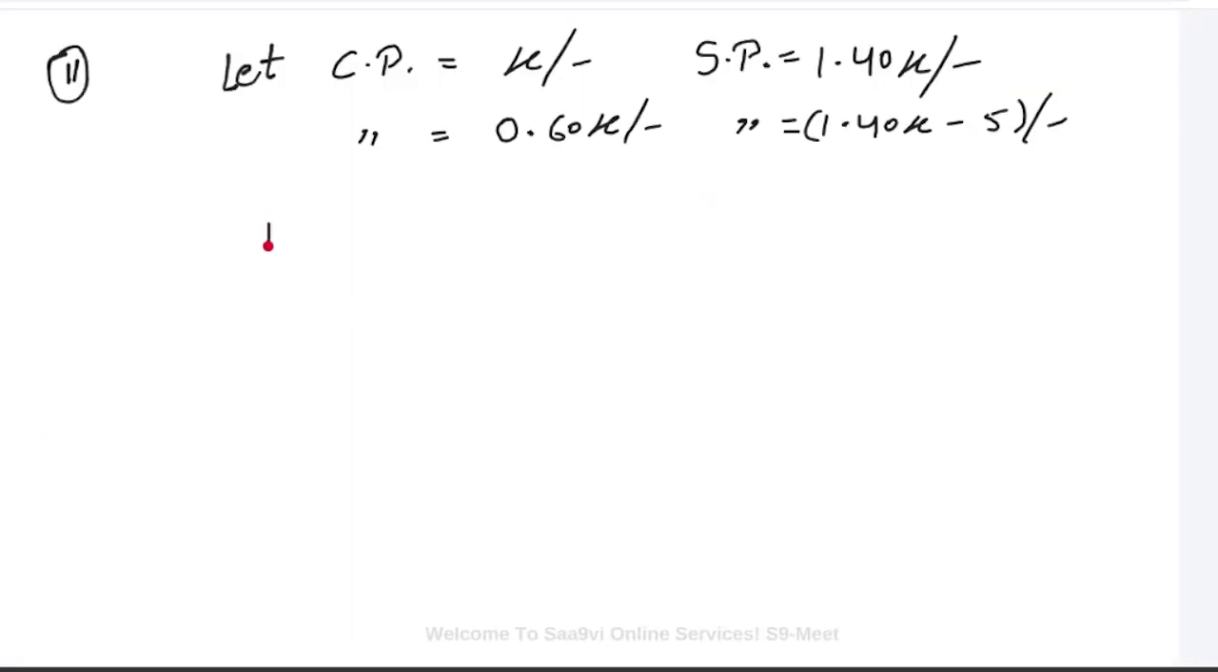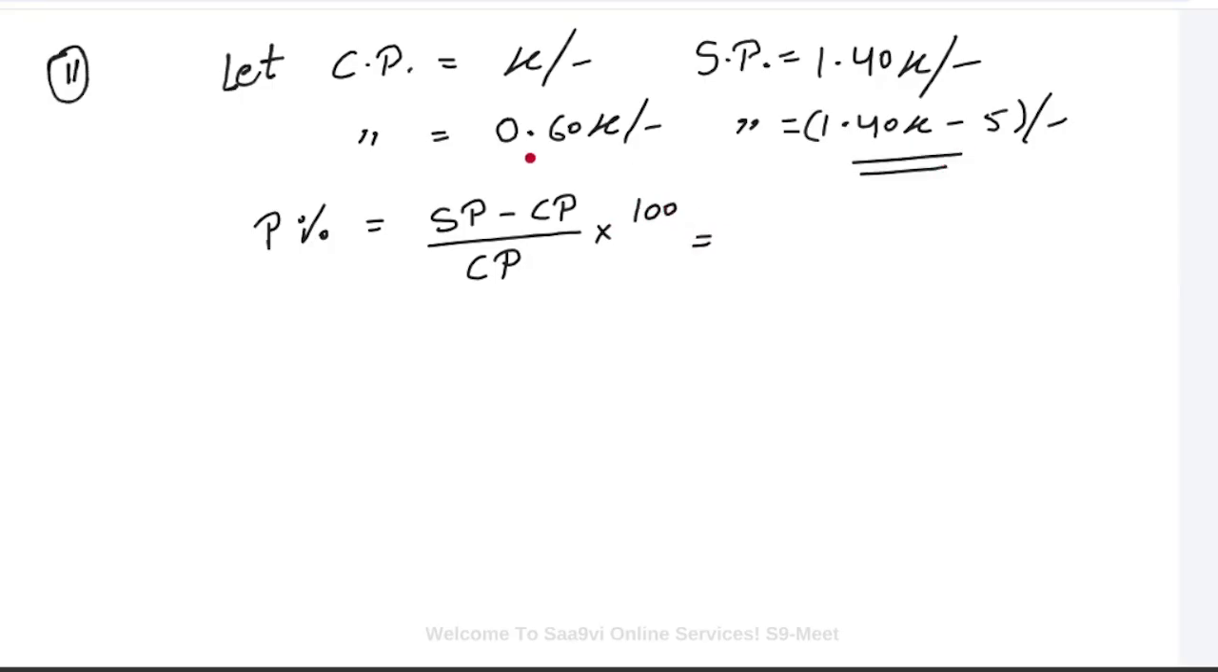Now the profit percent formula that we know is SP minus CP divided by CP multiplied by 100. The selling price that we have is 1.40x minus 5, and the cost price we have is 0.60x. The difference is going to be 0.80x minus 5, divided by the cost price 0.60x, multiplied by 100, and this is given to us as 50%.